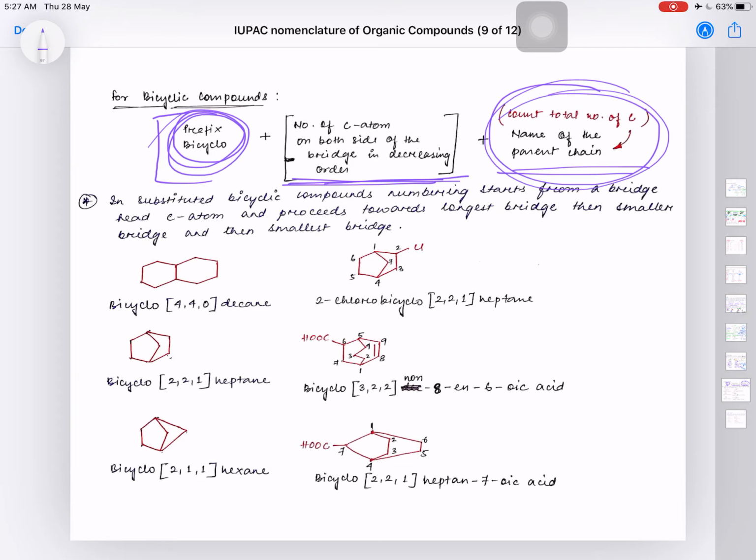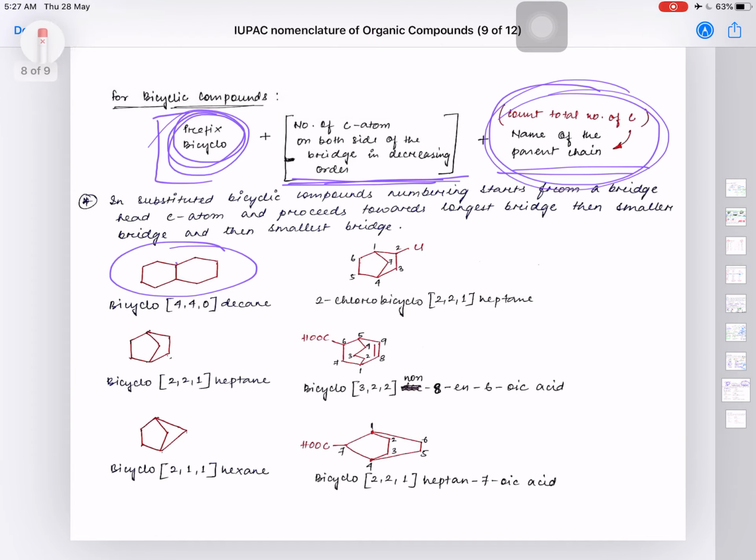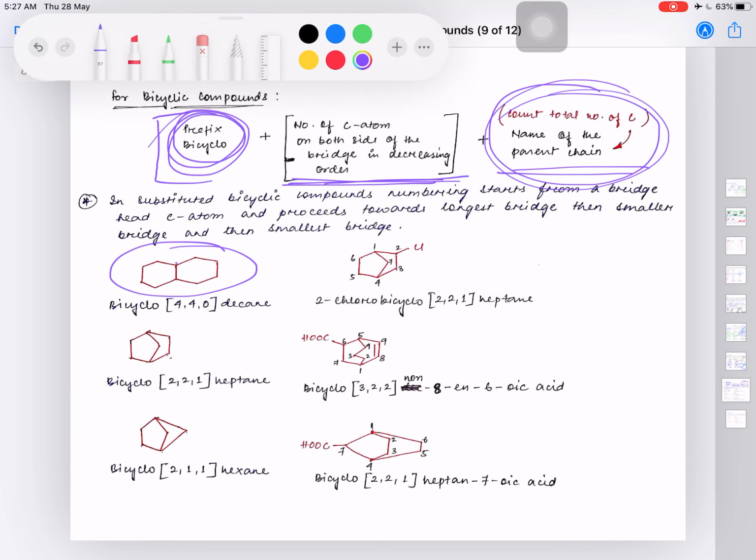Bicyclic compound means this type of compound, where 2 cyclic rings are connected and joined between 2 atoms. These 2 atoms are called the bridging atoms, and this bond is called the bridge. So for bicyclic compounds, first you write the prefix bicyclo, then in square brackets you write the number of carbons present on both sides of the bridge, and then you write the parent hydrocarbon name.